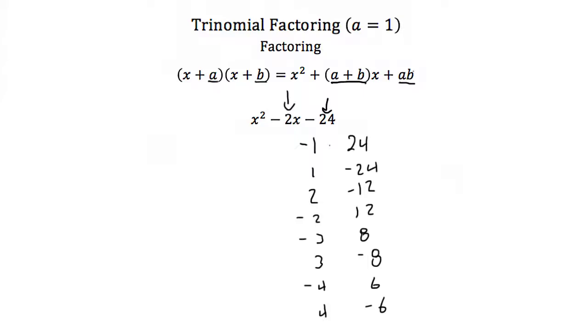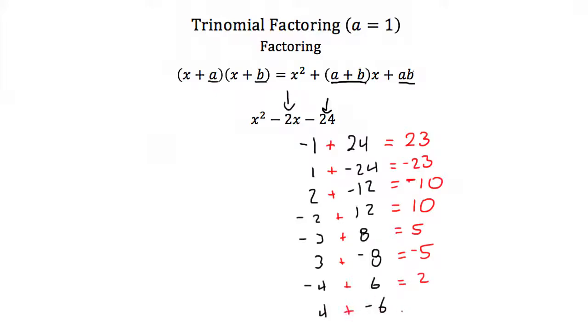Now the question is, which sets of these numbers will add together to get us negative 2? Well, if I take negative 1 and a positive 24 and I add them together, I'll get a positive 23. If I take a positive 1 and a negative 24 and I add them together, I'll get a negative 23. 2 and negative 12 added together is negative 10. Negative 2 and positive 12 added together is positive 10. Negative 3 and positive 8 would be a positive 5. 3 and a negative 8 is a negative 5. Negative 4 and 6 would be a positive 2, and 4 and negative 6 would be a negative 2.